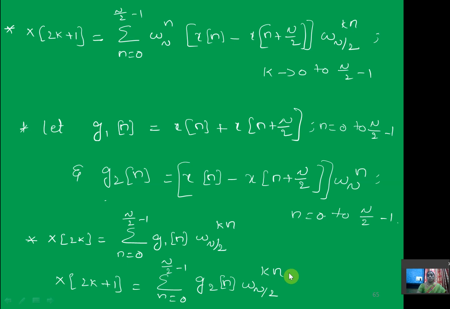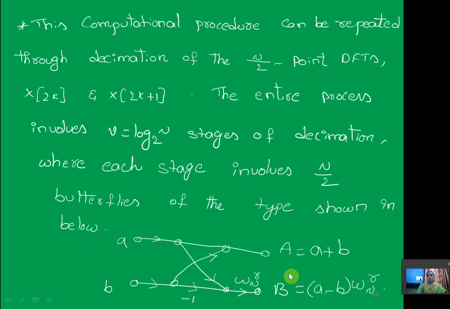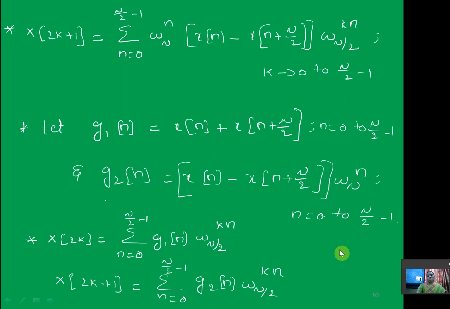So that means these are nothing but an N by 2 point DFT, and this one also an N by 2 point DFT. These are computed by these equations, where g1 of n and g2 of n are given by these. Based on these equations you can evaluate these two, and based on this we can evaluate X of 2k and X of 2k plus 1.